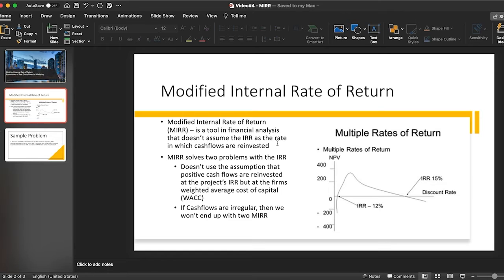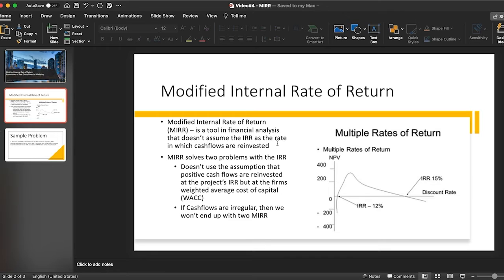So the MIRR solves that by assuming a reinvestment rate of the firm's weighted average cost of capital. I'm going to leave a link below in the video description to a video I have on what the weighted average cost of capital is, and I'll go into a little more detail on how to calculate it. So if you're interested, check it out.